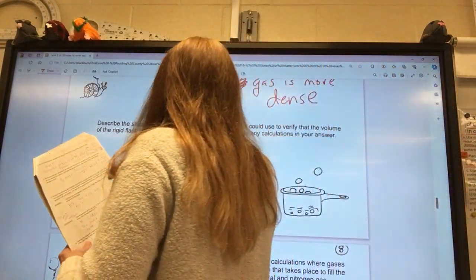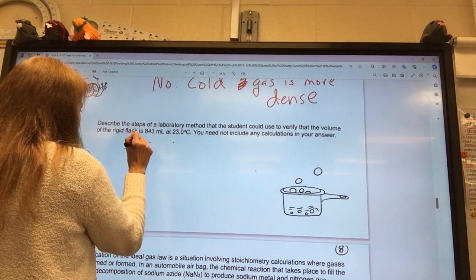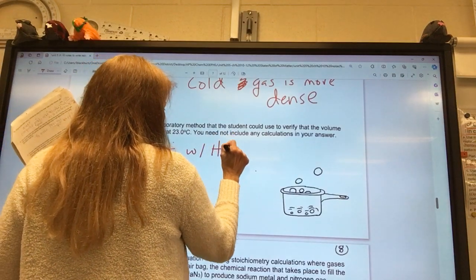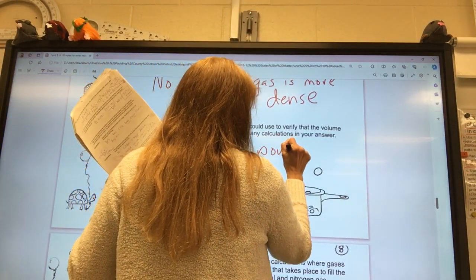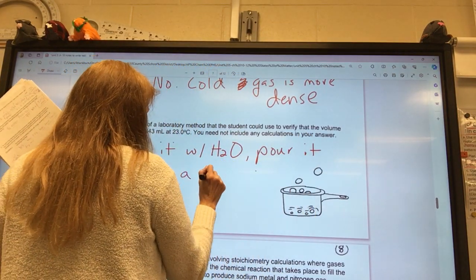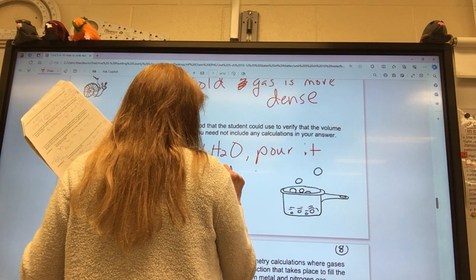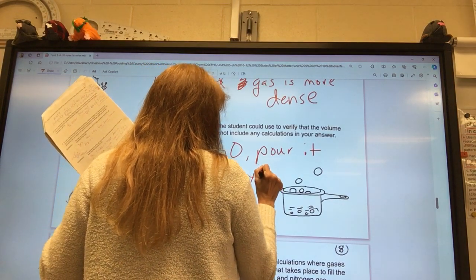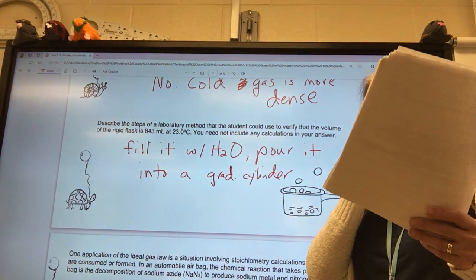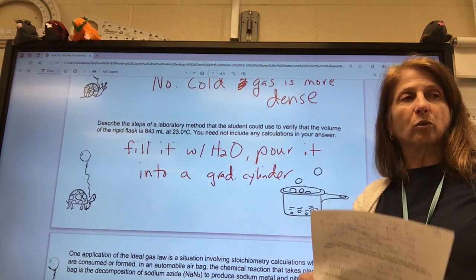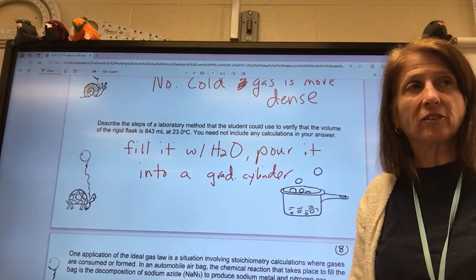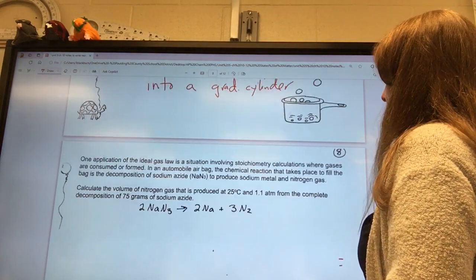So this one, we're going to fill it with water, pour it into a graduated cylinder. Okay, that was an AP chemistry question. How do you feel about it? A real question that was on a real test. Think you could have done it, or part of it, or if you practice a bunch of them, maybe you can get all right at it?